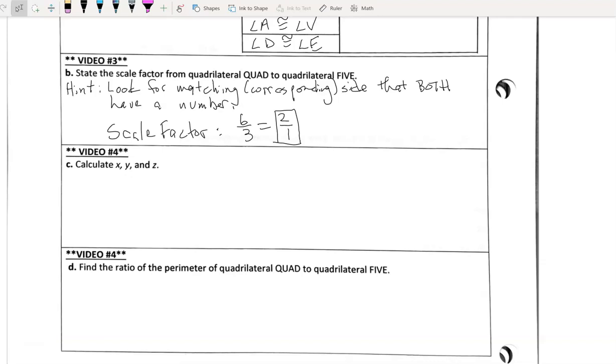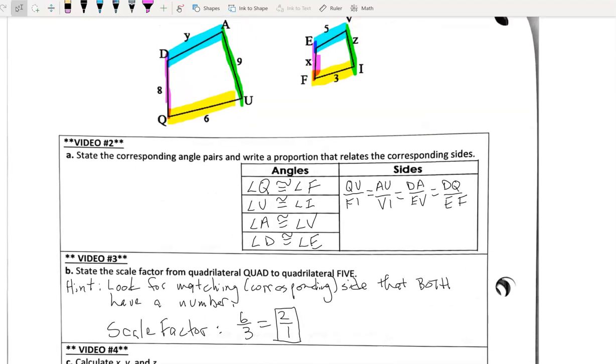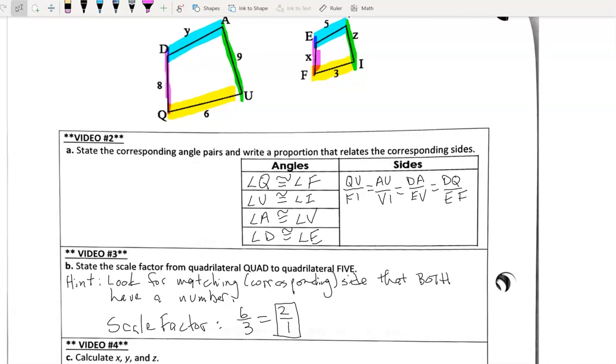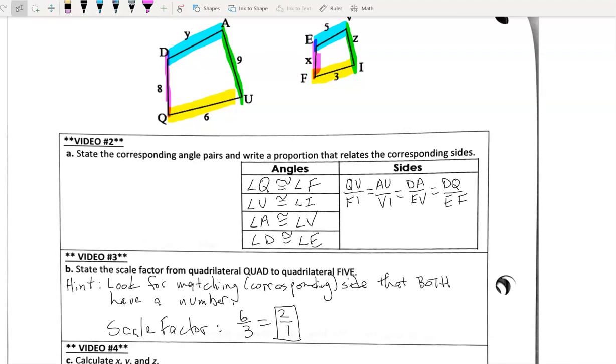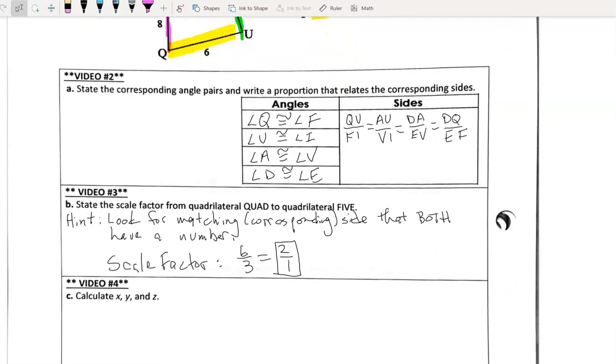This is Mr. Martin. In this video we're just continuing with the notes that we started in the last video on dilation, scale factor, and similarity. In the last video we finished with finding the scale factor between the two quadrilaterals here. A scale factor of 2 to 1 basically means that every side in quad is twice as big as every side on quadrilateral 5.